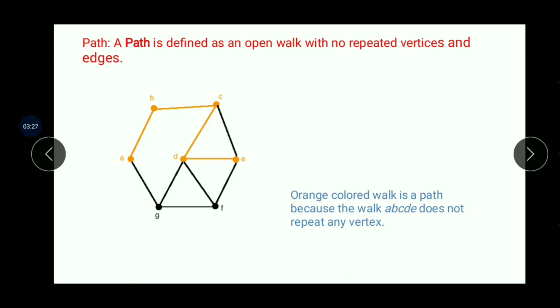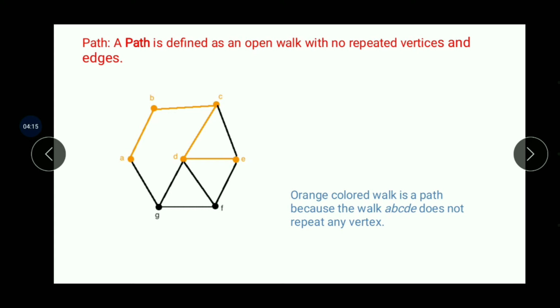Next one, path. A path is defined as an open walk with no repeated vertices and edges. So in a path there is no repeated vertex and no repeated edge. For example, in this graph you can see the orange colored walk is a path. A, B, C, D, E. There is no repeated vertex, there is no repeated edge. So this is a path. As you say, follow this path. When you are going through any path, you would not like to repeat any place, or you would not like to repeat any road.